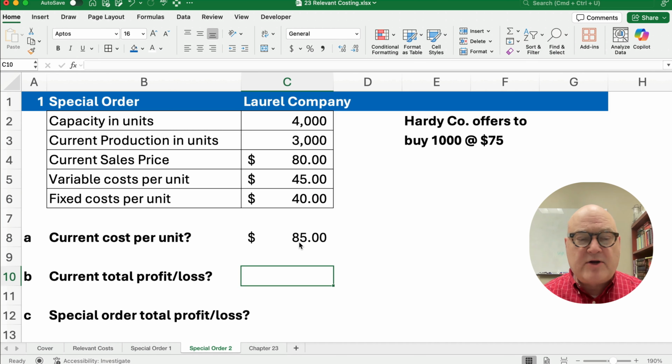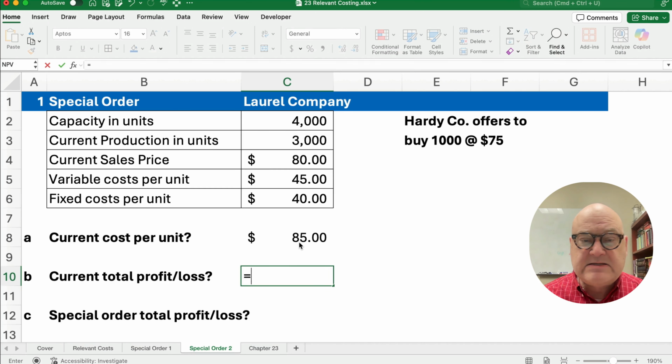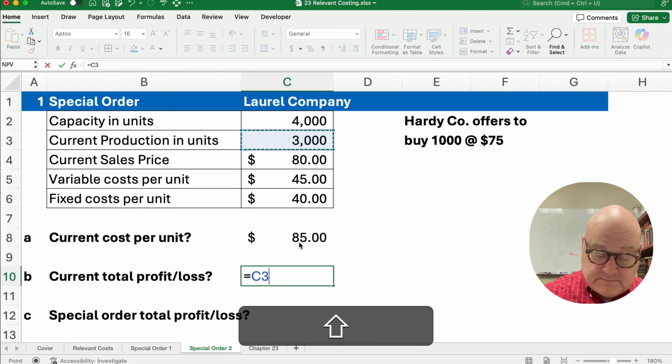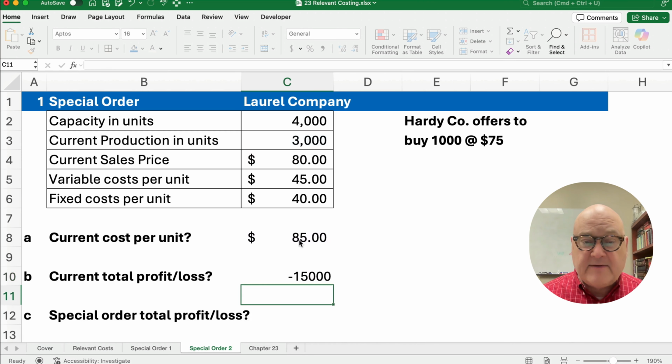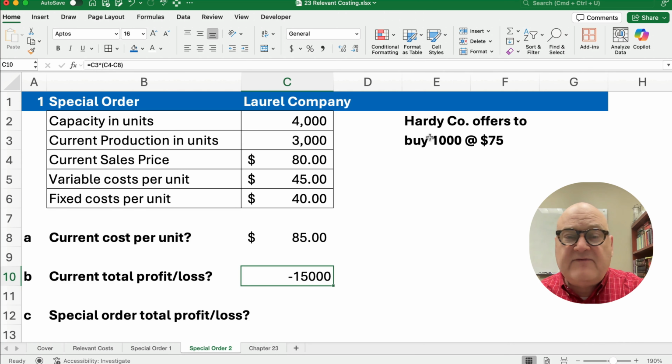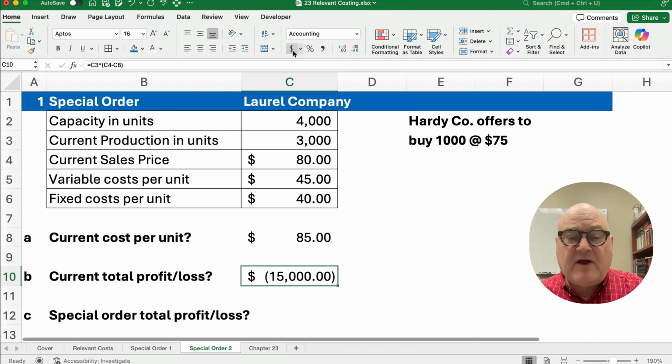Now, what's our current total profit or loss? Well, it's the 3,000 times, it's going to be the 80 minus the 85. We're going to lose a little money here. So we have a loss of 15,000. We're losing $5 times the 3,000 units, so we have a loss.